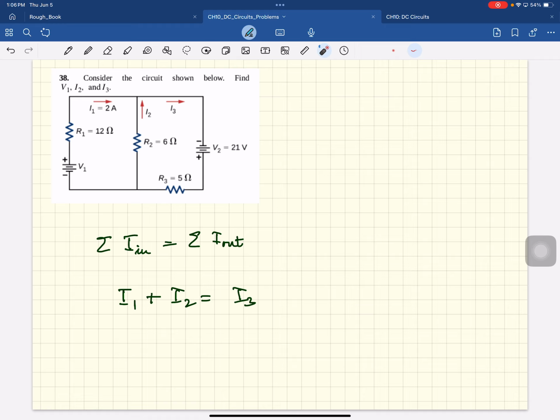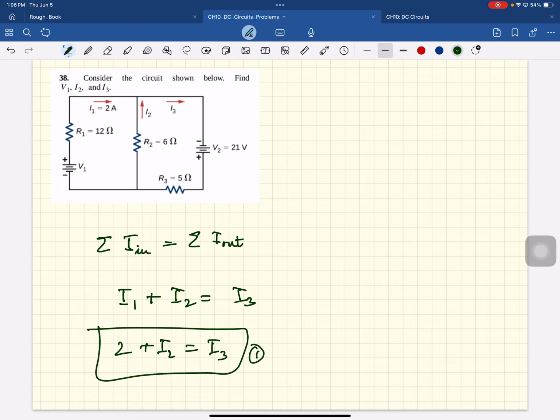And you see, let's come to this other end. I3 flows in, and I1, I2 flow out. So it gives you the same equation. So if you come to this end, I3 is flowing in, I2 is flowing out, and I1 is also flowing out. So it gives you the same equation: I1 plus I2 equal to I3. So there's one equation. We need two more equations.